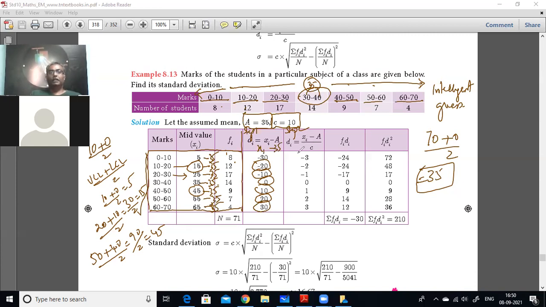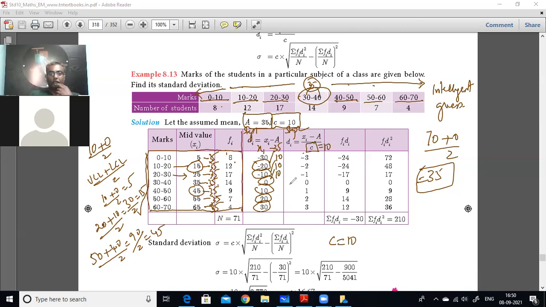First step. The actual d of i, you have to divide by 10 now. Minus 30 by 10 is minus 3. Minus 20 by 10 is minus 2. Minus 10 by, what is 10? 10 is the class value. This one, c, c is equal to 10.